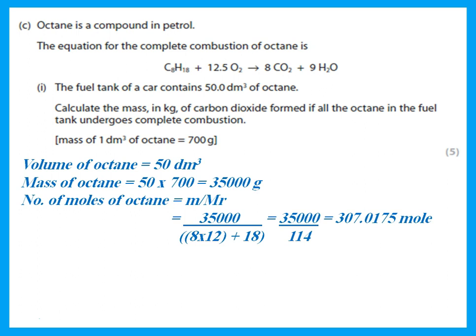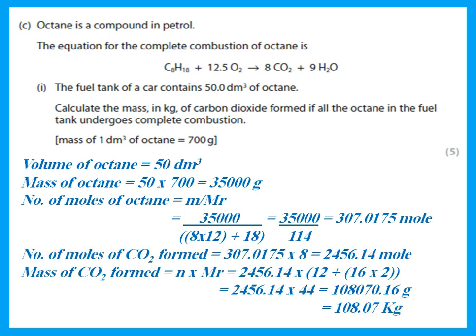Then, after we get the number of moles of what he gives me, I should look at the equation related to what he's asking about. What is he asking about? He's asking about carbon dioxide. I look at the equation. The equation tells me 1 mole of C8H18 will give 8 moles of CO2. So I can get the number of moles of CO2. It will be this number of moles times 8. And that means I can get the mass. Mass is number of moles times the MR of CO2, and that is the mass.